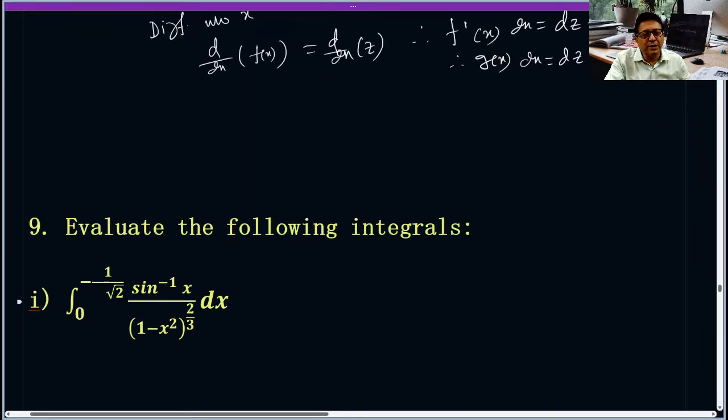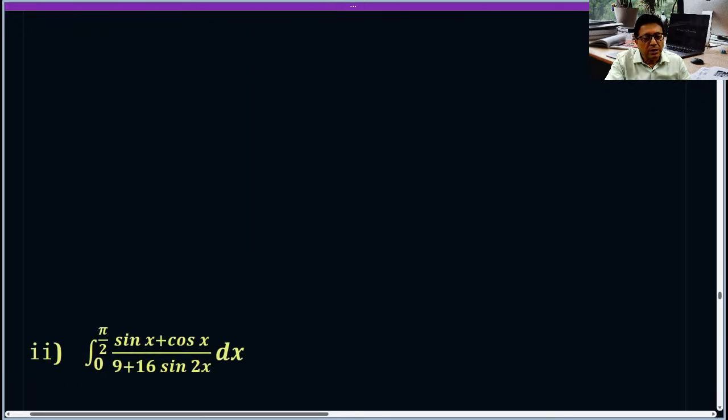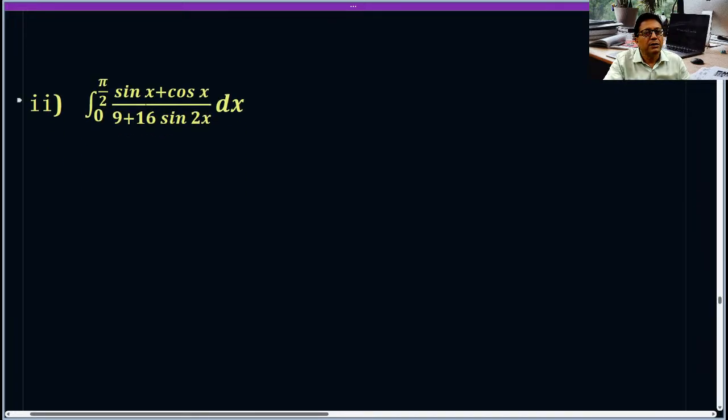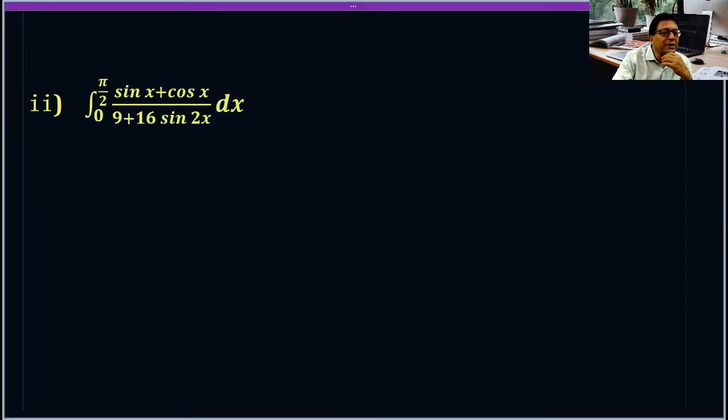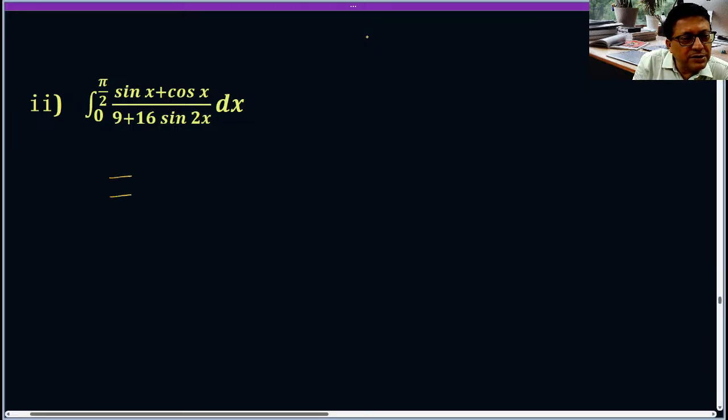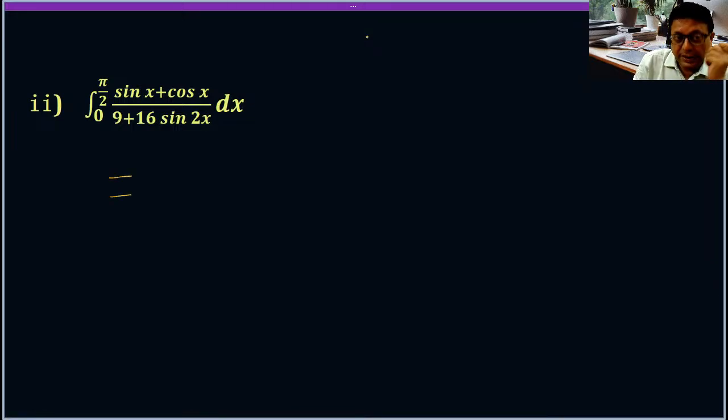Many more good sums are there in my collection. These sums are also there. How to do this one? Tell. 0 to pi by 2 sin x plus cos x by 9 plus 16 sin 2x. Sum is there in your textbook also. How to integrate this? I am helping this one. This is the last sum today's class. Then you will practice.